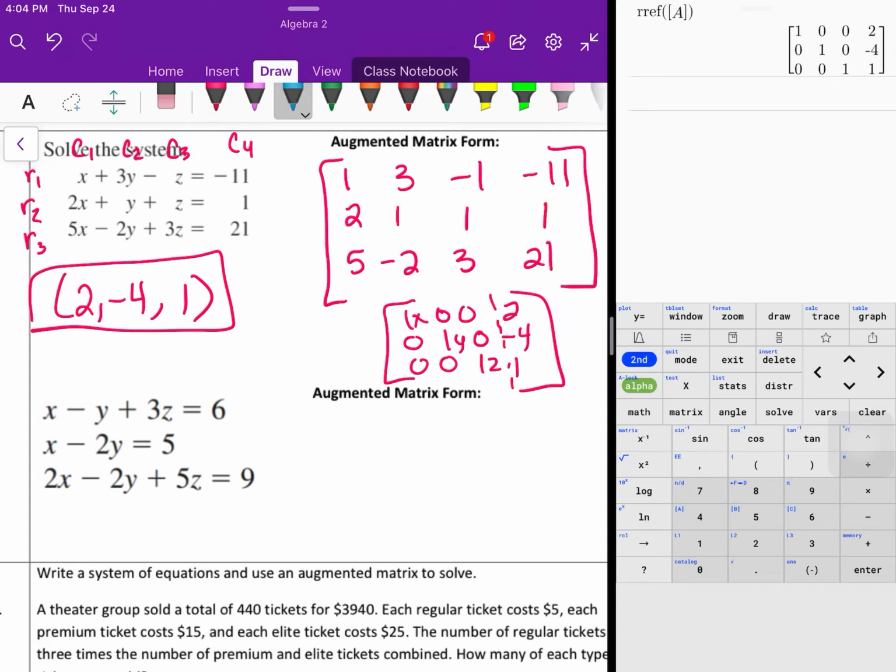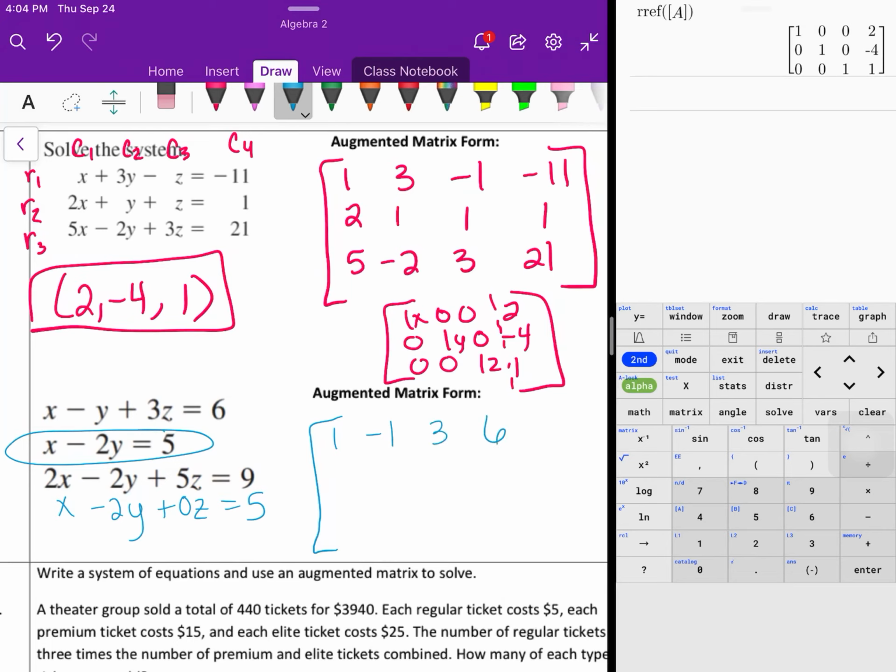Okay, in this next one, if you notice the second equation here is missing a z. So you do have to make sure that they're lined up, x, y, z. So you'd have to rewrite this one as x minus 2y plus 0 z's equals 5. And then you would be able to plug it into your calculator.